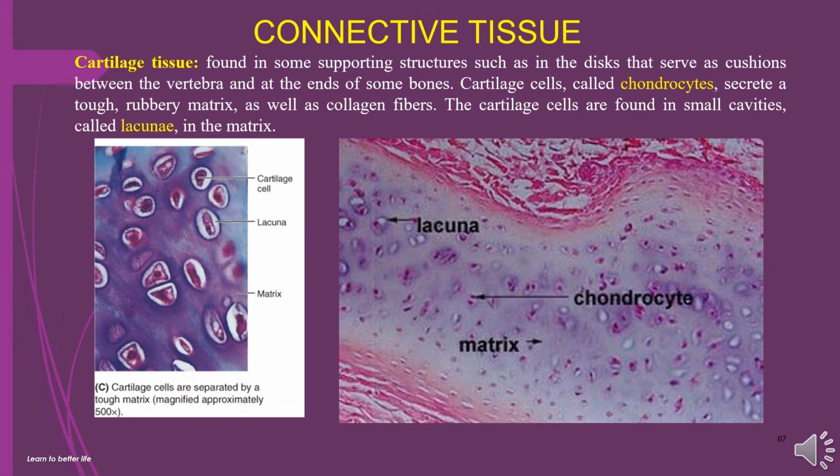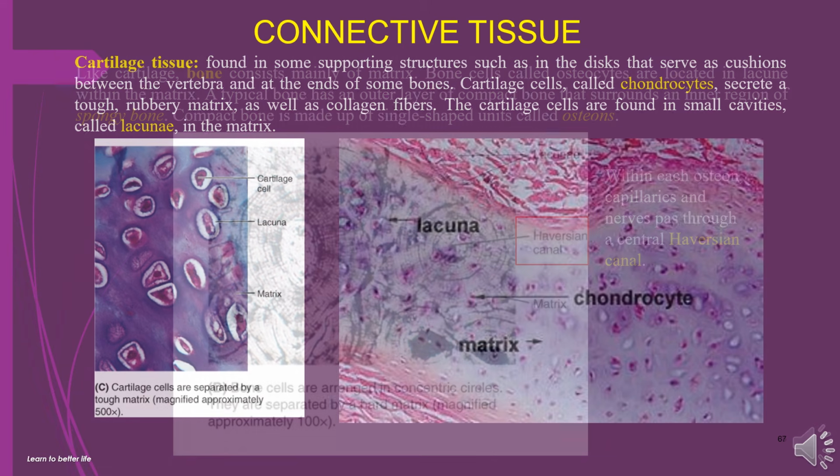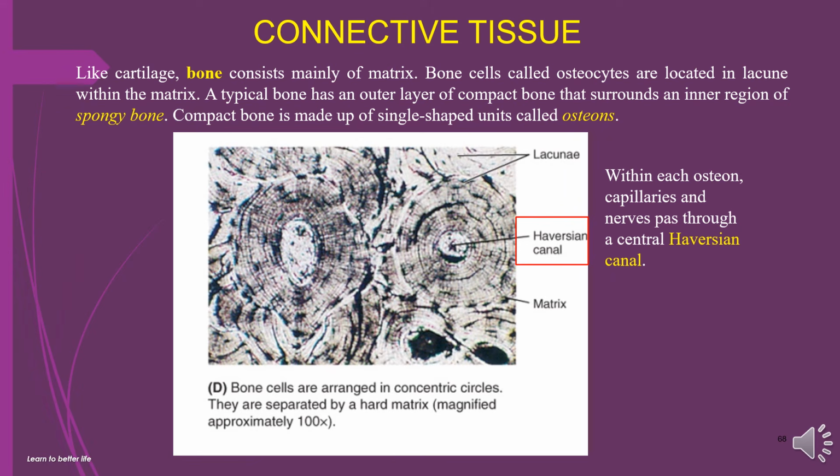Cartilage tissue is found in some supporting structures such as in the discs that serve as cushions between the vertebra and at the ends of some bones. Cartilage cells, called chondrocytes, secrete a tough, rubbery matrix, as well as collagen fibers. The cartilage cells are found in small cavities, called lacunae, in the matrix. Like cartilage, bone consists mainly of matrix. Bone cells called osteocytes are located in lacunae within the matrix. A typical bone has an outer layer of compact bone that surrounds an inner region of spongy bone. Compact bone is made up of single-shaped units called osteons.